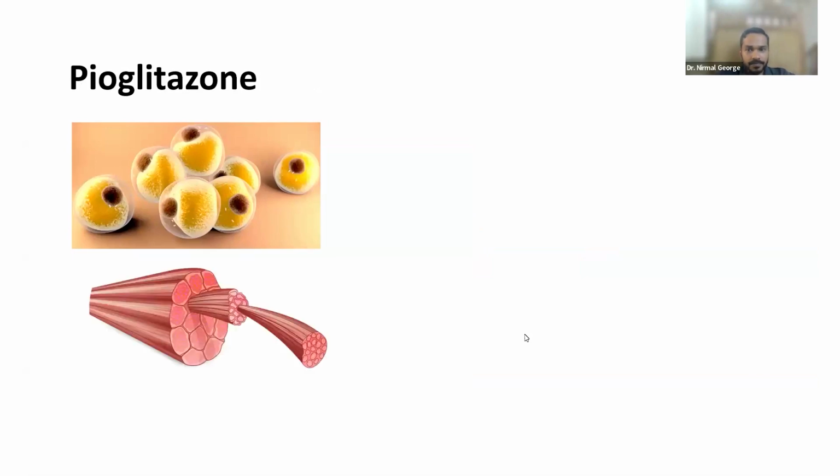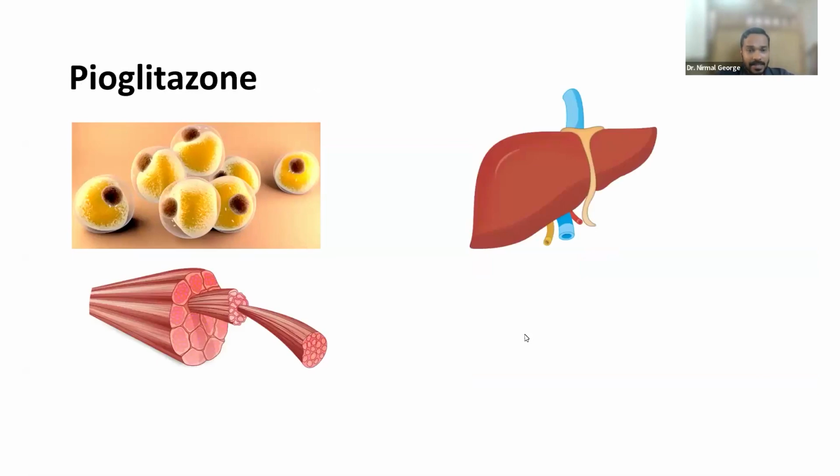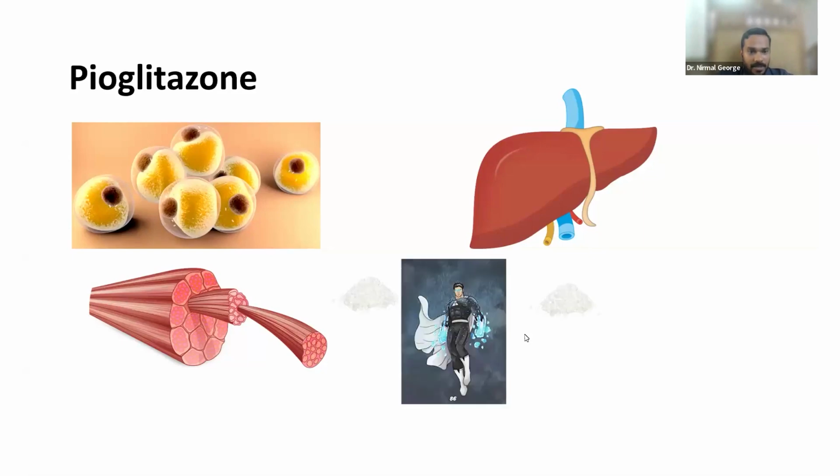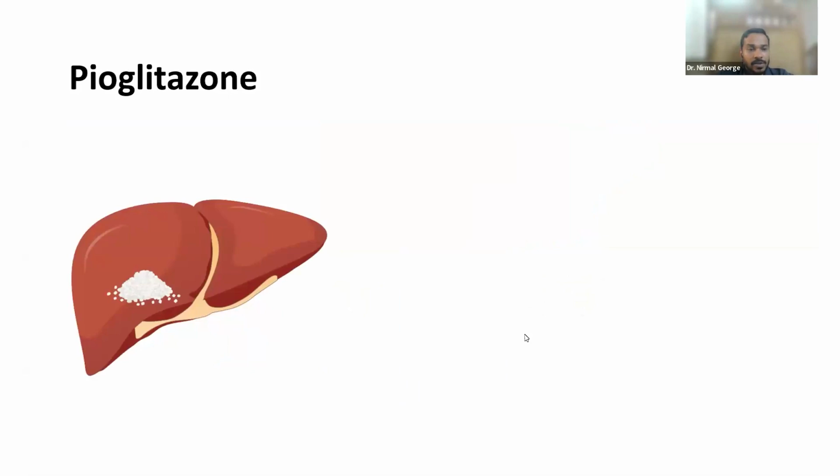So normally, adipose tissue and skeletal muscle and liver contain a receptor known as PPAR gamma. This is peroxisome proliferator-activated receptor, and activation or stimulation of these receptors will enhance the action of insulin in these tissues. What insulin does in these tissues is the movement of plasma glucose into these tissues. So when these receptors are stimulated, this will result in movement of glucose into the adipose tissue, into the skeletal muscle, and also into the liver. And it also inhibits hepatic gluconeogenesis.